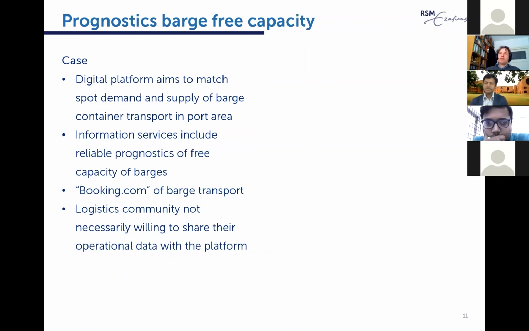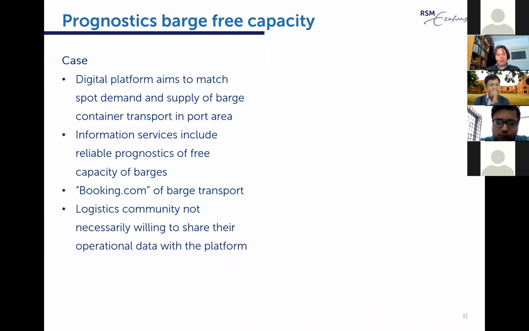So this is the case of platforms which try to use free capacity on barges. I talked about this barge rotation example, and you can imagine that if a barge has a planned route in the port, and also given the dynamics, it is not necessarily clear at all times how much capacity that barge has available to bring, for example, a container from one port terminal to the other. So you have this rotation of barges. They represent capacity that might be available.